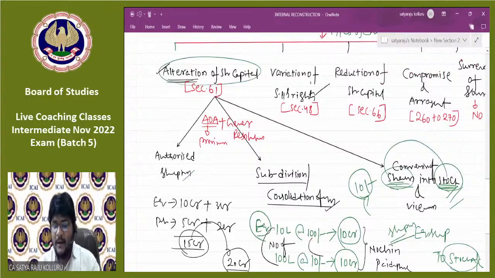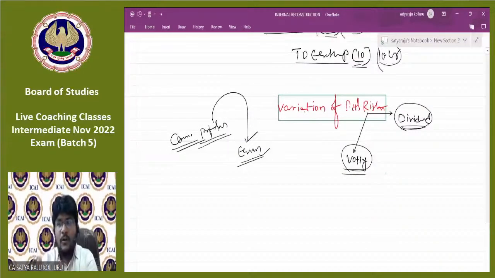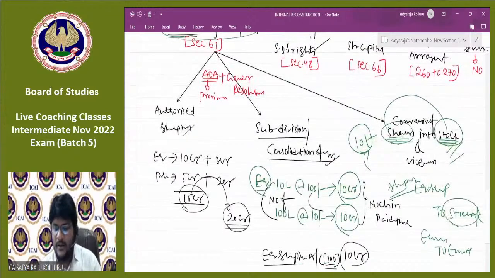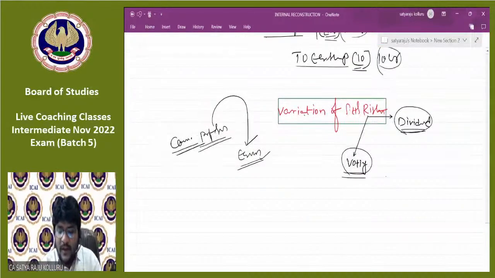The reason is, in case of alteration of share capital, the shareholder right doesn't change. You can check subdivision or consolidation, or alteration of authorized capital. You can check conversion of shares into stock. There is no change in the shareholder's right. Shareholder right is the same with respect to the dividend and with respect to the voting. But here, there is a change in their rights. Next, one more thing, guys. With respect to dividend, how are they going to change, sir?